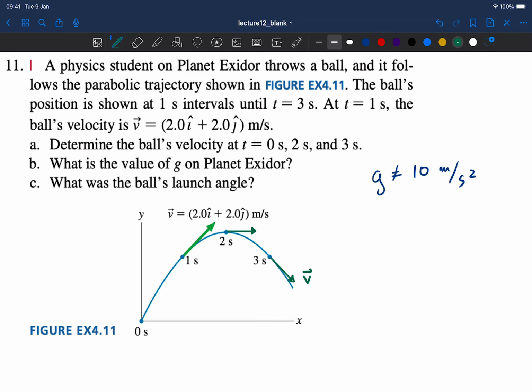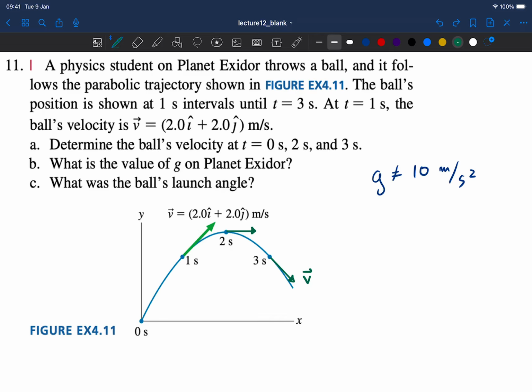I really like this question because it asks important conceptual questions about projectile motion. Question A: determine the ball's velocity at t equal to 0 seconds, 2 seconds, 3 seconds. 1 second is already given to you. So how am I going to calculate that, because I don't know the g value? But one key piece of information is that from 1 second to 2 seconds, the vertical component of the velocity gets reduced to 0.